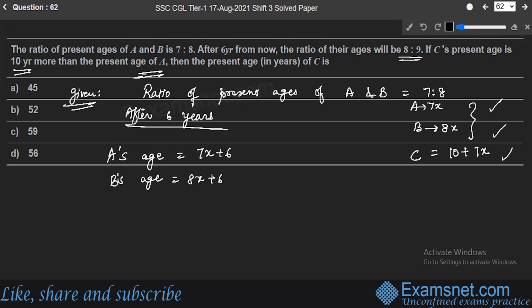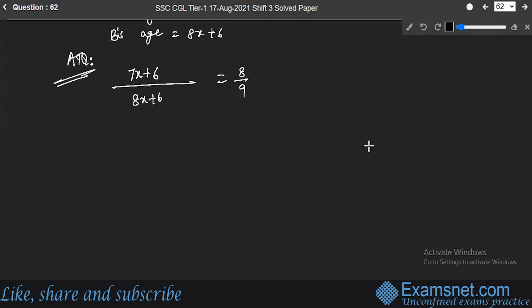Now, what is the present age of C? According to the question, after 6 years, the ratio of A's age to B's age is 8 is to 9, right? Let's do the cross multiplication. So 9 times 7x is 63x, plus 54, is equal to 64x plus 48. Taking it on this side, you have 54 minus 48 gives you 6, and 64x minus 63x gives you x. So that means x came out to be 6 years, right?